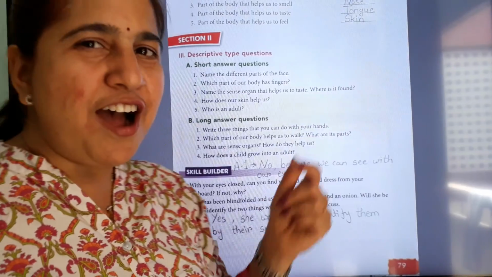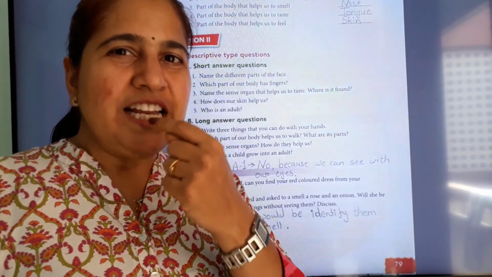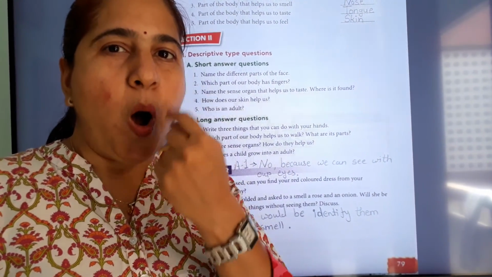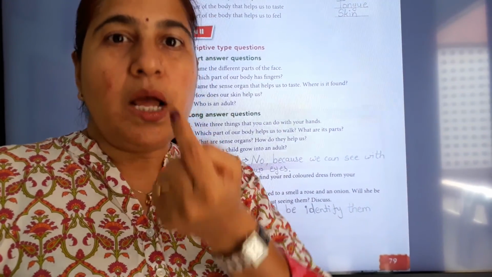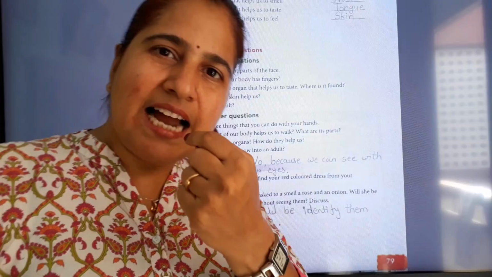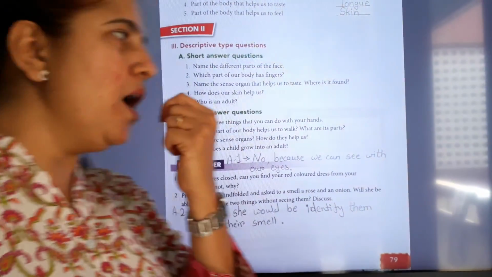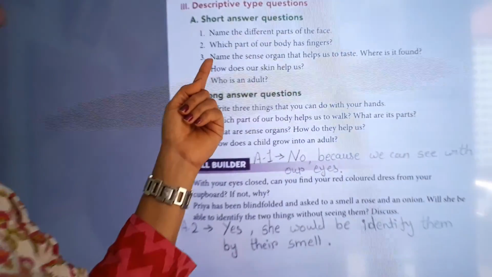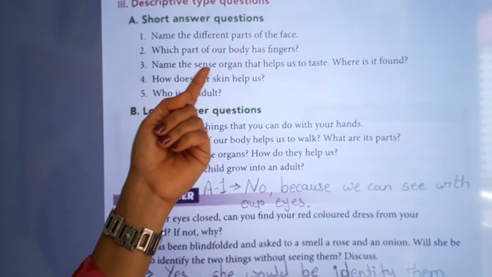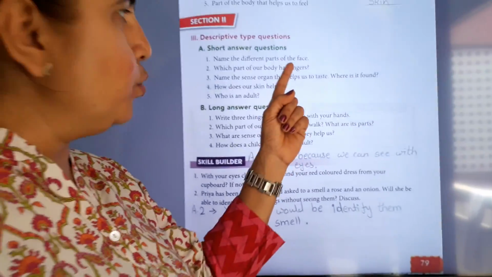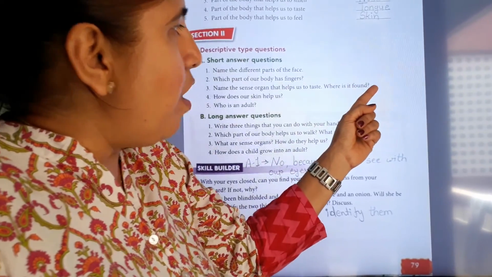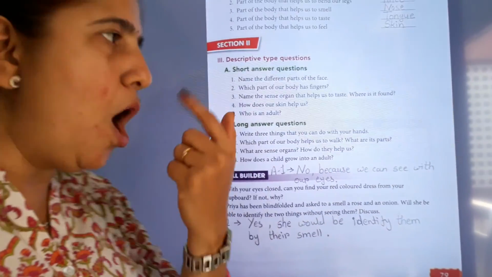And where is it found? It is found inside our mouth. So name the sense organ that helps us to taste: our tongue helps us to taste and it is found inside our mouth.